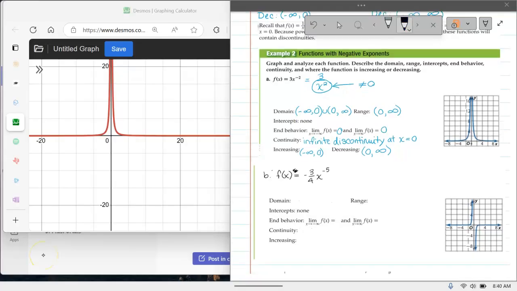My apologies, I just realized that that function was chopped off from your notes. There it is, negative 3/4 x to the negative 5th. Try that one.